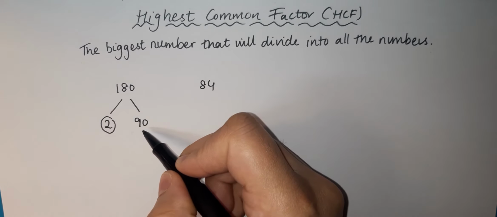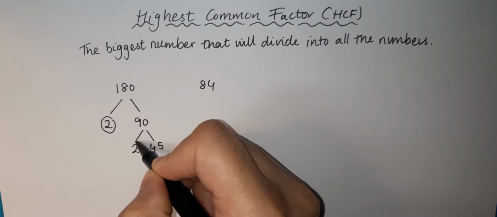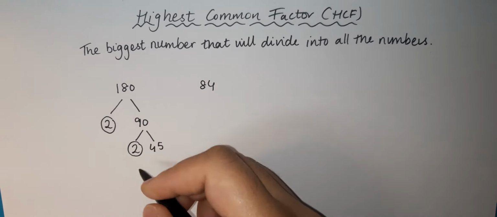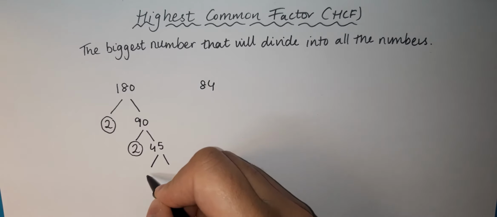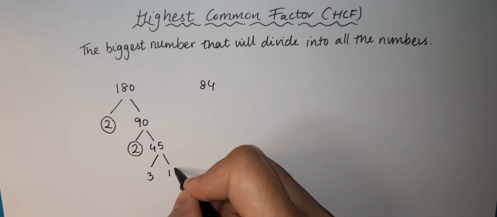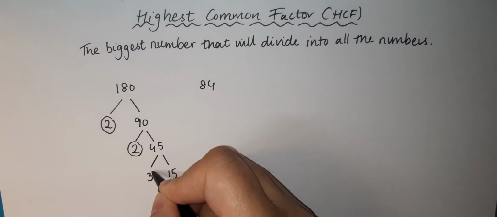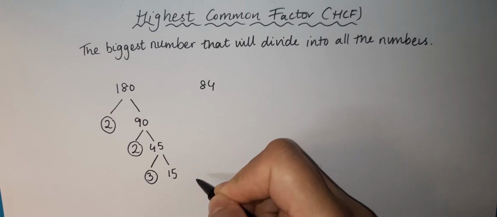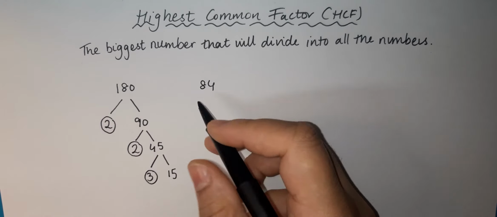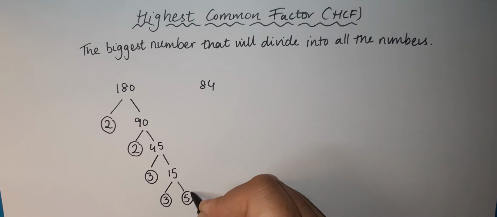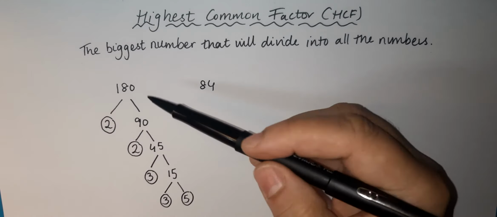Now 90 can be broken down into 2 and 45. So we circle the 2 here because it is prime. Again, we look at 45. This can be broken down into 3 and 15. Now within these two, we know that 3 is the prime number, so we circle it. And we can break down 15 further into 3 and 5. So that is the factor tree for 180.